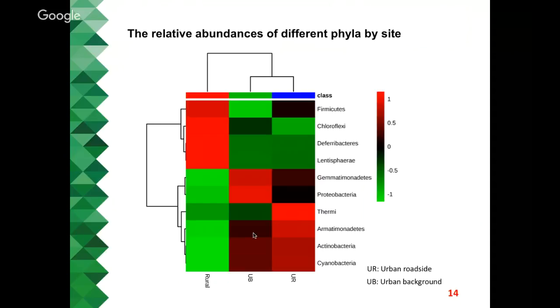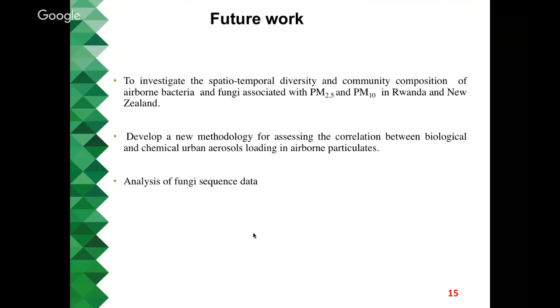I'm trying to do the next analysis now, calculating this correlation. For my next work, which I will start after this conference, I'll be investigating the spatiotemporal diversity and community composition of these pathogenic fungi and bacteria which are associated with PM2.5 and PM10 in Rwanda. In New Zealand as well, I have the results, but I'm still waiting to do some analysis. I'm trying to develop a methodology to analyze those compositions together, and also to analyze the fungi sequence data which I have.